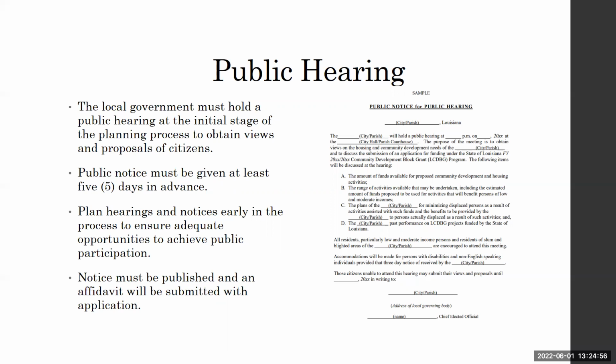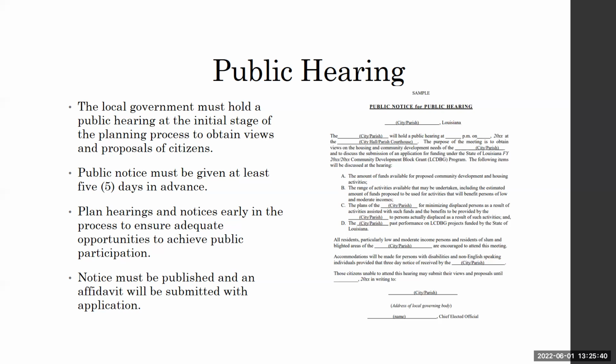You'll need to submit the affidavit for proof of publication with your application. And the biggest error that we are seeing right now in the application process is people not making sure that the notice ran, and they find out too late that it didn't and there's nothing they can do. If you don't have the notice, we won't review your application and it will be disqualified. So again, make sure that you're following your citizen participation plan when it comes to non-English speaking persons and individuals with disabilities. The sample for the public hearing is in the same document as the citizen participation plan sample.